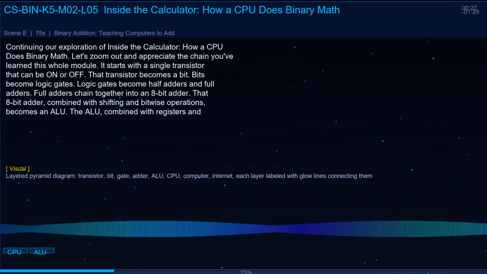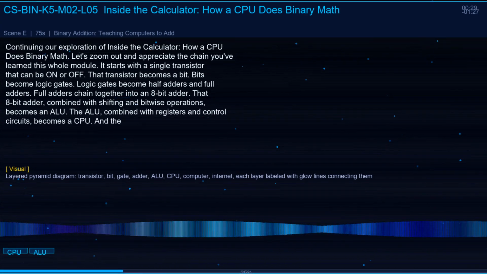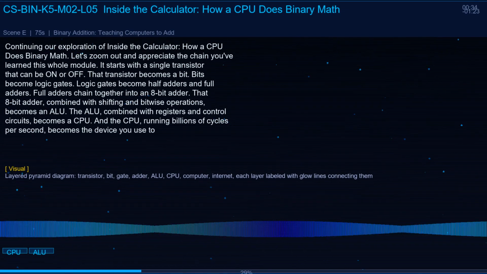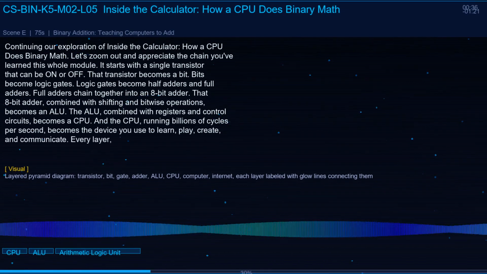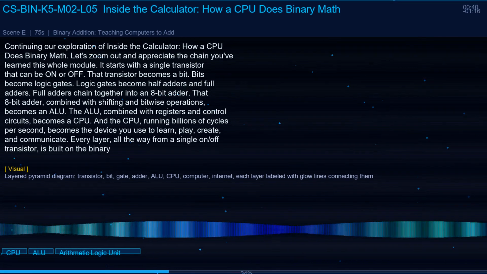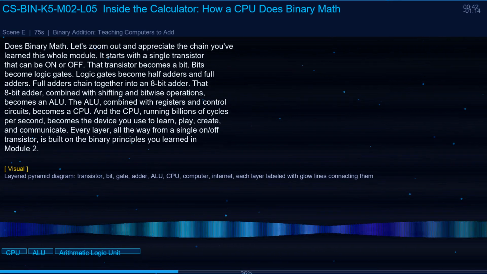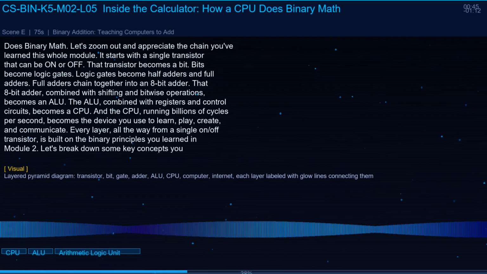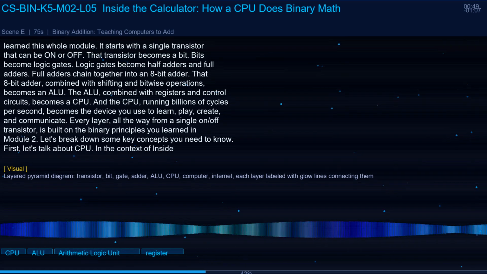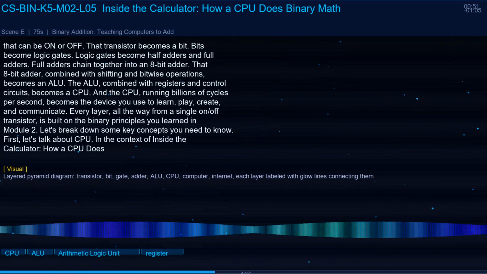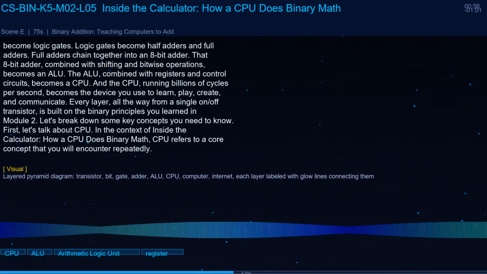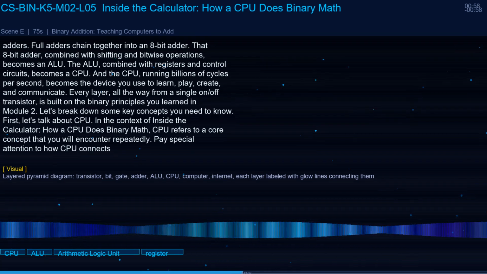That 8-bit adder, combined with shifting and bitwise operations, becomes an ALU. The ALU, combined with registers and control circuits, becomes a CPU. And the CPU, running billions of cycles per second, becomes the device you use to learn, play, create, and communicate. Every layer, all the way from a single on/off transistor, is built on the binary principles you learned in Module 2.